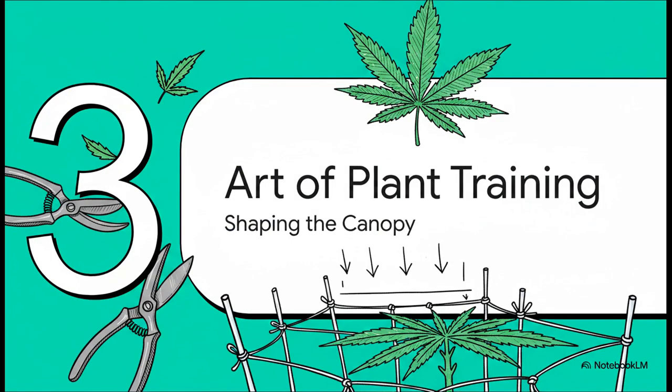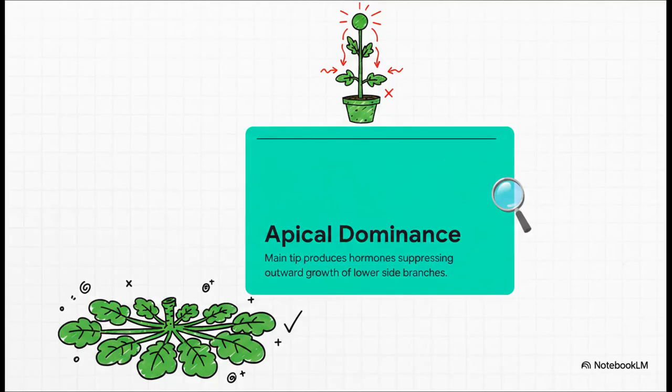All right, shifting our focus above ground. Section 3, the art of plant training. Now that our roots are happy and the passive soil setup is done, we're moving into active biological manipulation. And the foundational concept you need to grasp here is apical dominance. In nature, the main central growth tip of the plant acts kind of like a dictator. It produces hormones called auxins that travel downward and literally suppress the outward growth of the lower side branches. It keeps them small. But for cultivators chasing massive yields, this biological rule is exactly what we are actively trying to break. We want a wide, flat canopy, not just one tall Christmas tree.